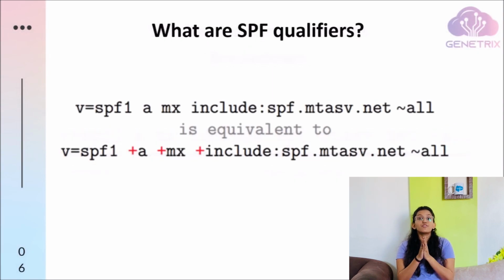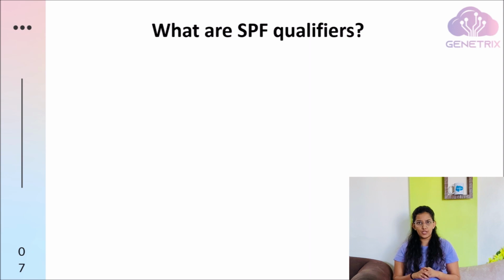What are SPF qualifiers? This is another important question that we need to address. The mechanisms can also have a prefix that describes the action to take when a sending IP matches the mechanism. The default qualifier is a plus sign. So the Postmark SPF record is the same as given in the picture. Let's go over what qualifiers are available.